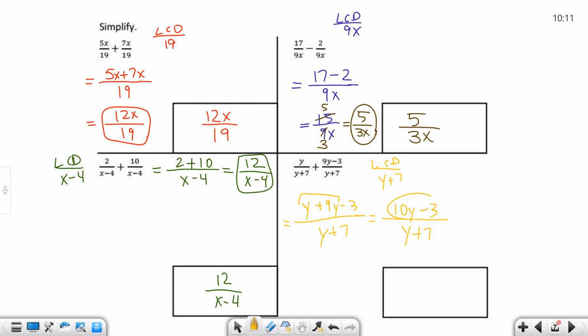And again, there's 2 terms and 2 terms. So unless you can factor those to be identical, you cannot divide anything out. And 10y minus 3 up in the numerator does not factor. And y plus 7 in the denominator does not factor. So that is your final answer here: 10y minus 3 over y plus 7.